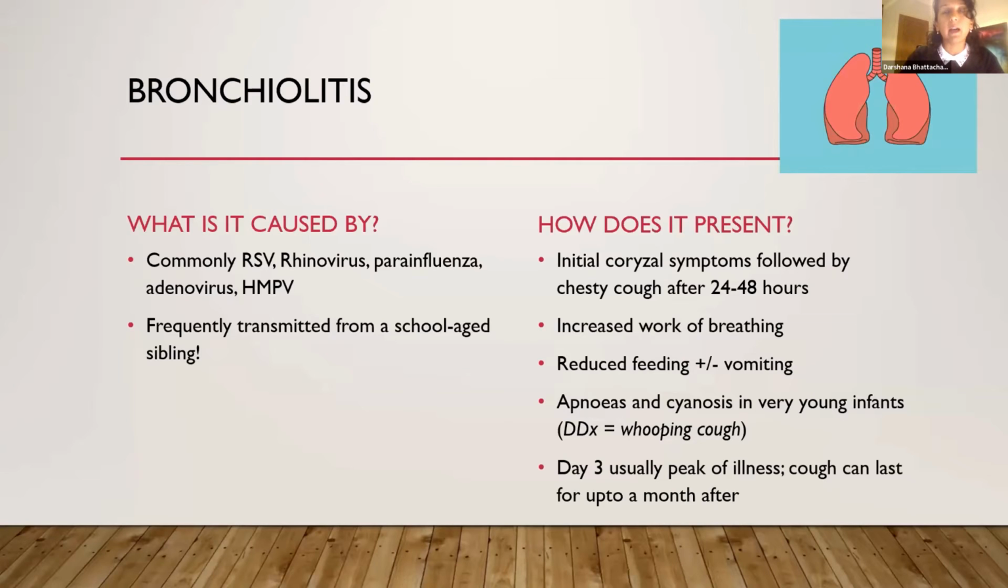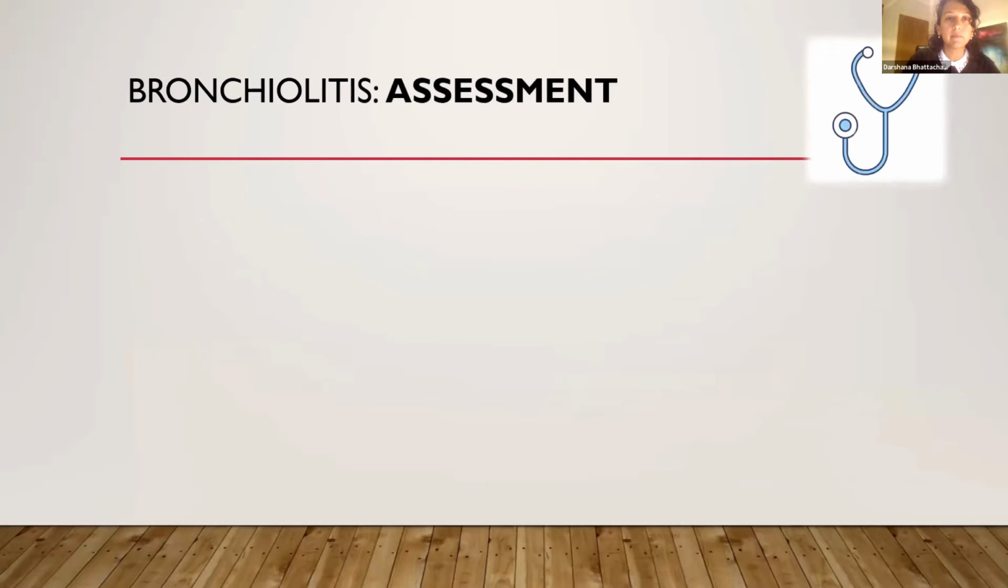And typically, the natural history of the disease means that day 3 is often the peak of the illness, and children tend to get worse around the kind of day 3 to 5 mark before they get better. And from day 5 onwards, they gradually improve, and then the whole illness tends to resolve by about days 10 to 14. But a lot of children can get a post-bronchiolitic cough that can last for up to 4 weeks afterwards. And that's important to know, because if the child is well and if they're feeding and they're not having fevers, then nothing needs to be done about this.